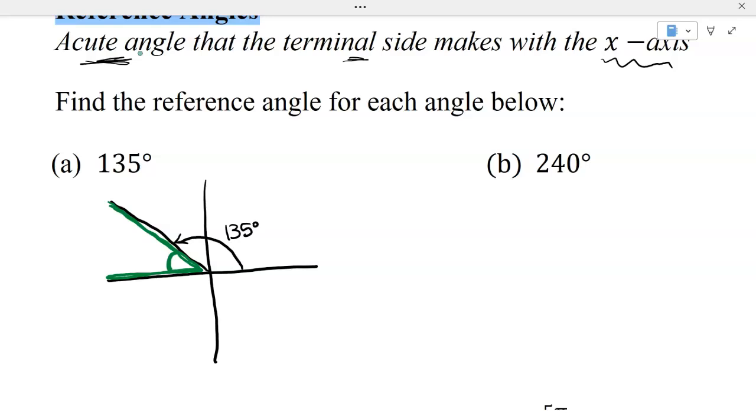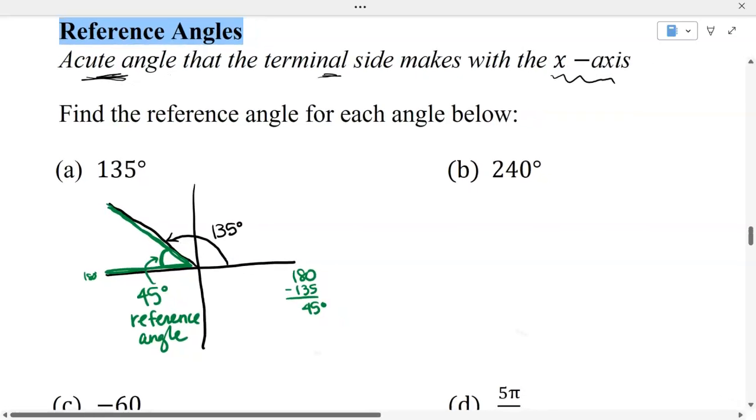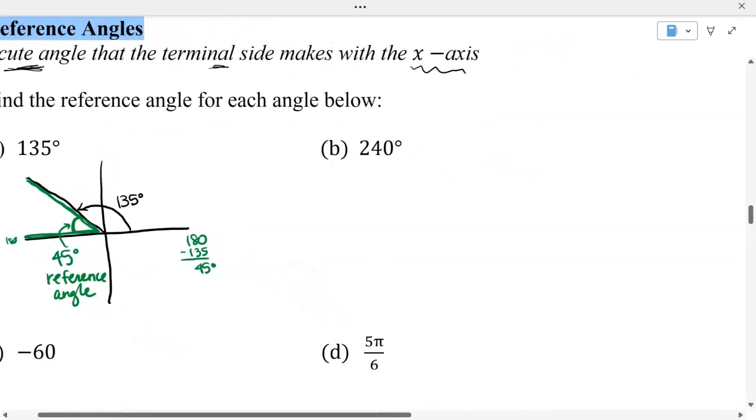And to figure out its measure, we know this right here is 180 degrees. So we can just do 180 degrees minus 135 and we get 45 degrees. So this right here is our 45-degree reference angle. And we'll learn in just a little bit why finding this reference angle is so important. So let's go through several more examples.